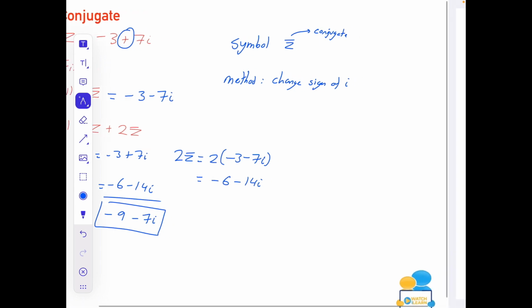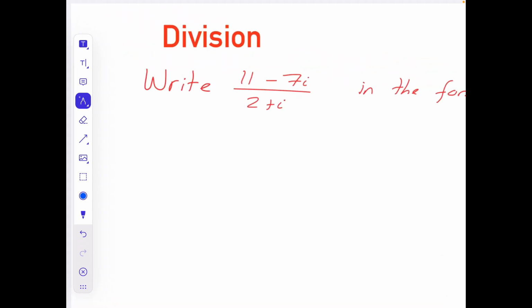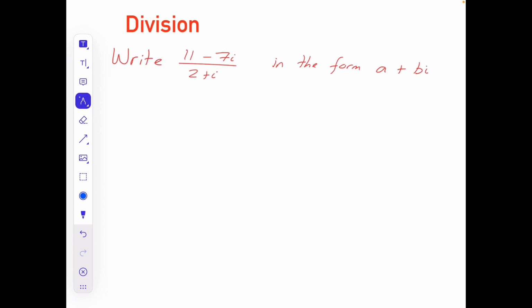Next part is probably the most important thing, and it's a place where students score really lowly in this question, and it is division. Okay, so complex number division, there are a few steps that you need to follow. So how do I know first this is a division question? We've a fraction, we want to divide 11 minus 7i by 2 plus i.